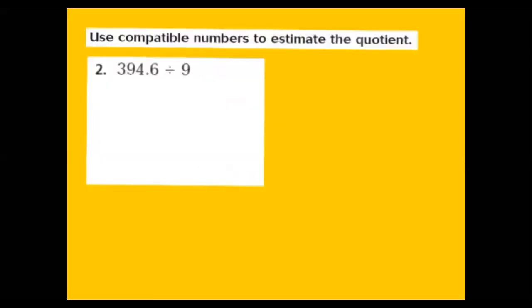Now, let's take a look at question number 2. Our job, once again, is to use compatible numbers to estimate the quotient. And once again, compatible numbers are numbers that are close to the given numbers that make it easier to calculate in your head. So for number 2, they give us 394 6/10 divided by 9.